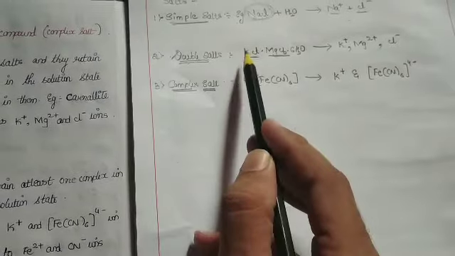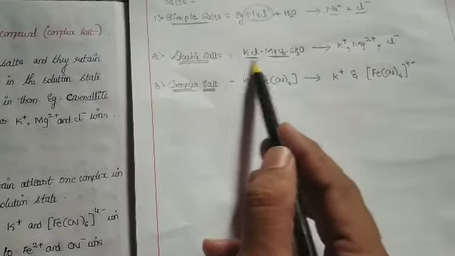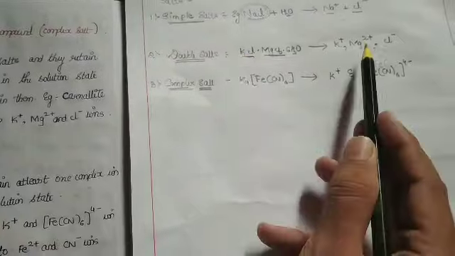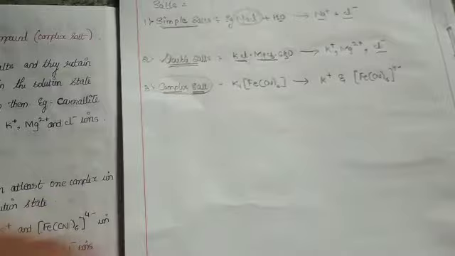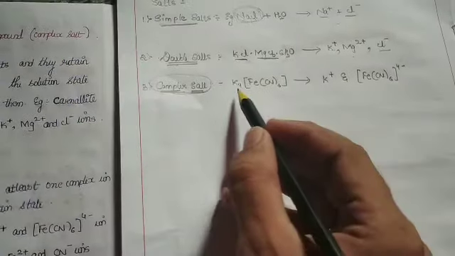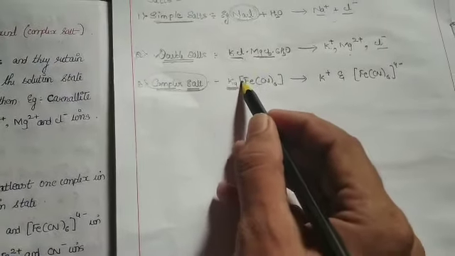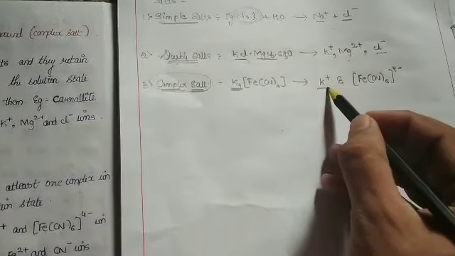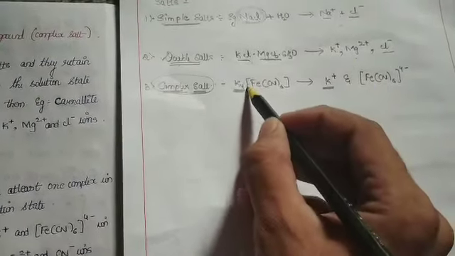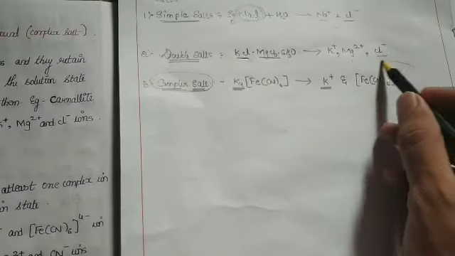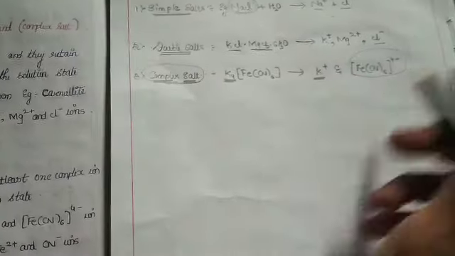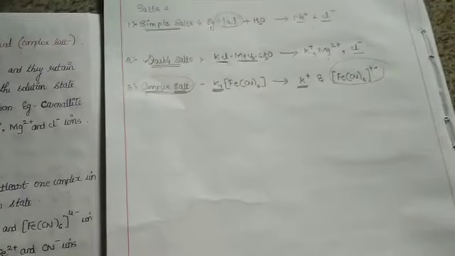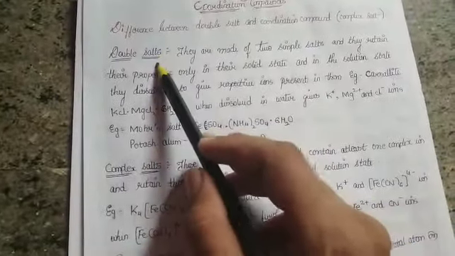In double salts we also see complete dissociation, and you get K+, Mg2+, Cl-. But with the complex salt, we notice that the atom present outside the square bracket gives an ion, but the one present within the square bracket remains as it is in the ion. So these types of salts are called complex salt.